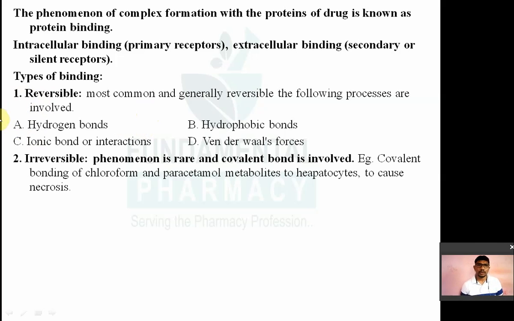So in the reversible protein binding, hydrogen bonds may be there, hydrophobic bonds may be there, ionic bonds or ionic interaction may be there, and van der Waals forces. These are the four kinds of bond: hydrogen bonds, hydrophobic bonds, ionic bonds, and van der Waals forces. These are the four types of bond that are commonly observed in the reversible protein binding of drug.